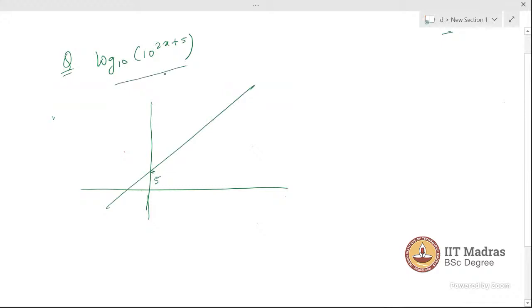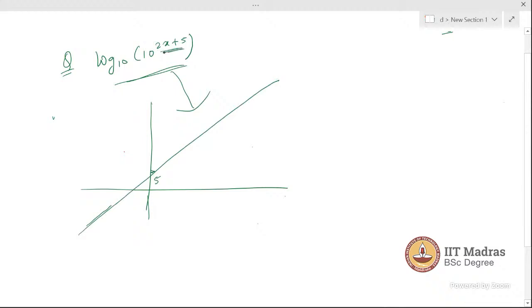Can I say the graph for this function is like this? Yes, it will become 2x plus 5. Can I say this? Yes, sir.